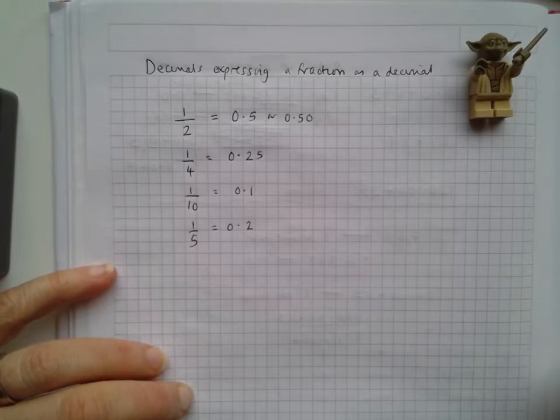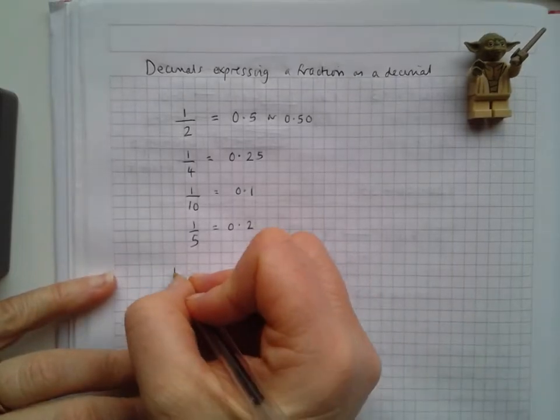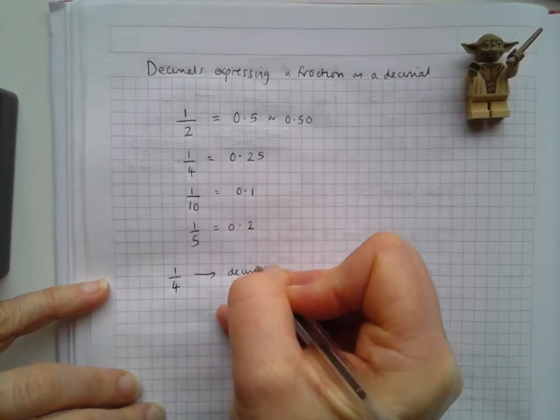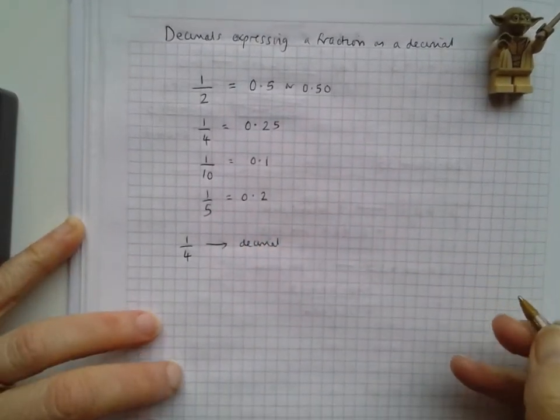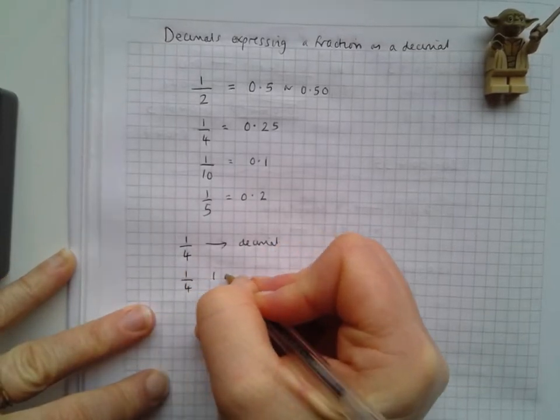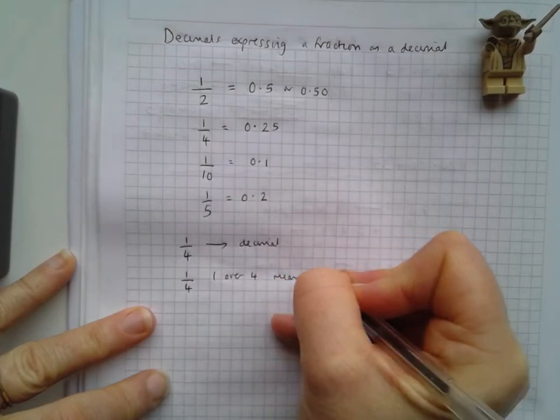What about if we didn't know these in our heads and we had to work them out? If we needed to change, for instance, 1/4 to a decimal, and we didn't know that it was 0.25, how do we go about it? Well, 1/4 like that, we usually say 1/4 means 1 divided by 4.